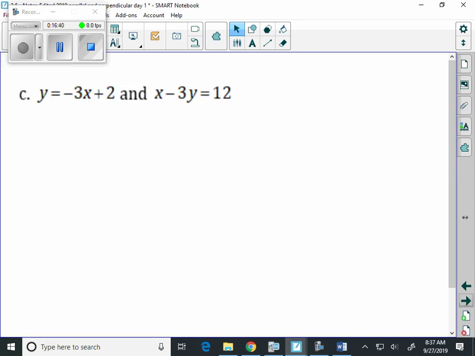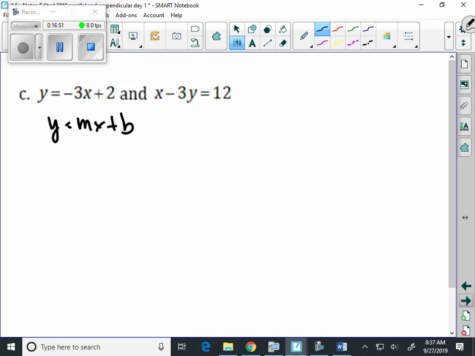Letter C. The equation to the right, we can identify the slope. So we have y equals mx plus b, and our slope is -3. And if we prefer, we can write it as -3/1 because slope is rise over run. But we have to solve the equation to the right. We have to solve for y, put it in slope-intercept form before we can identify whether we have opposite reciprocals or not. So we're going to subtract x from both sides.